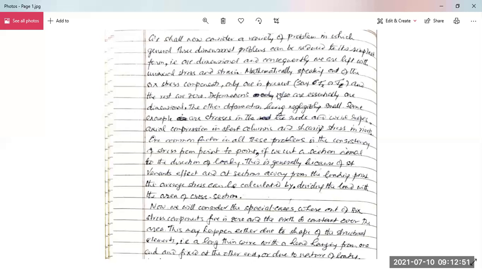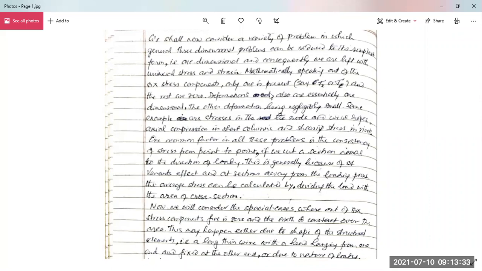If we cut a section normal to the direction of the loading, the stress is uniform at all the points of this cross section. Because of St. Venant's effect, for all sections away from the loading point, the average stress can be calculated by dividing the load by the cross section. St. Venant's principle says that all these sections are far away from the loading point itself. So in every cross section we can take the average stress, and this average resisting stress is the load divided by the area of the cross section.